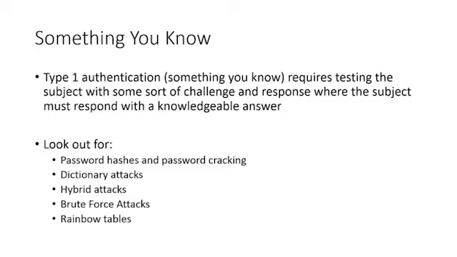Now, things we need to look out for when it comes to this type 1 authentication. Stealing your passwords, right? Different ways they could do it, like password hashes and password cracking. If they steal a password hash, they may be able to use something like a rainbow table, right? And that rainbow table is a table that attackers can create. It's one that you can get off the internet, right?